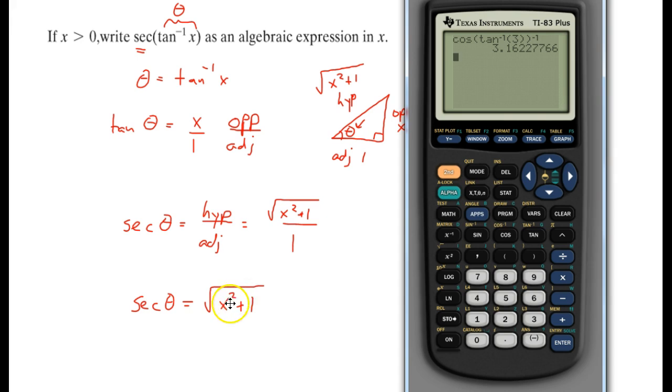Alright, now we're plugging in 3 for x. So the square root of 3 squared plus 1. And we get the same thing. So this will work for any number that we pick for x in the beginning and the end. Plugging that number in for x in the beginning, plugging that number in for x in the end, we get the same thing.